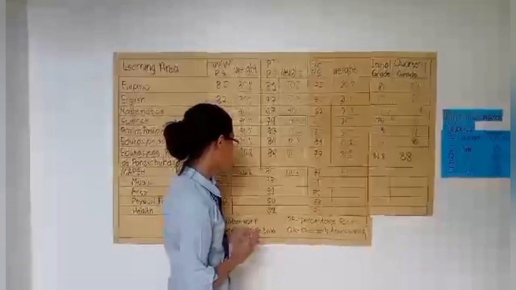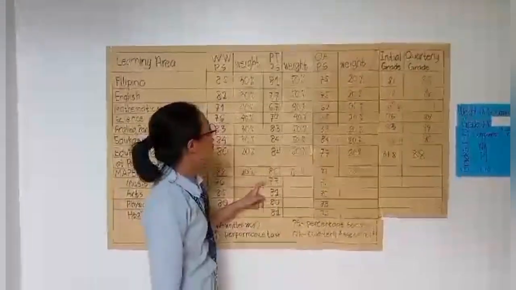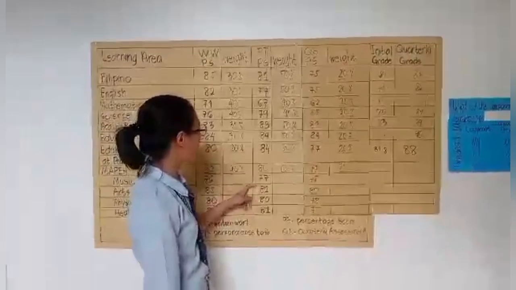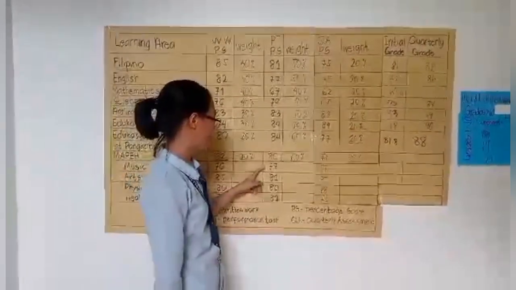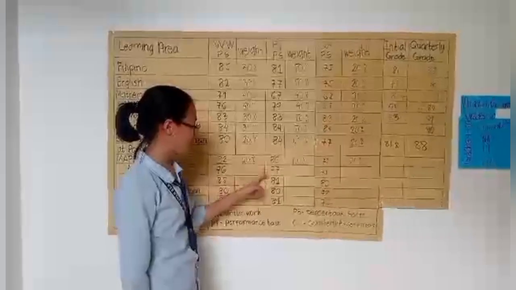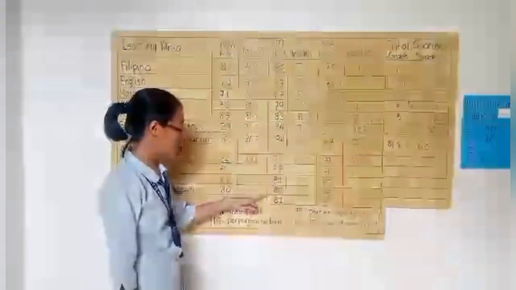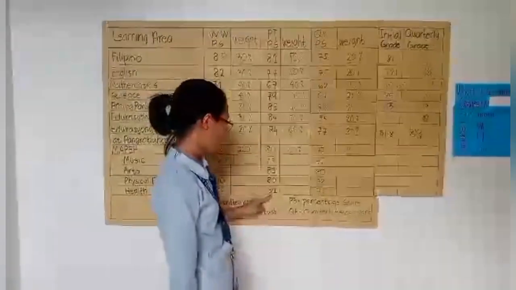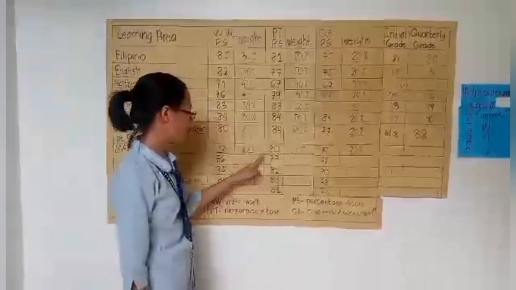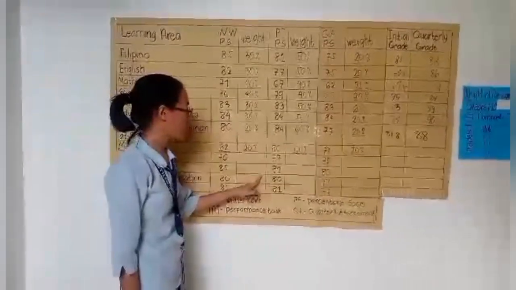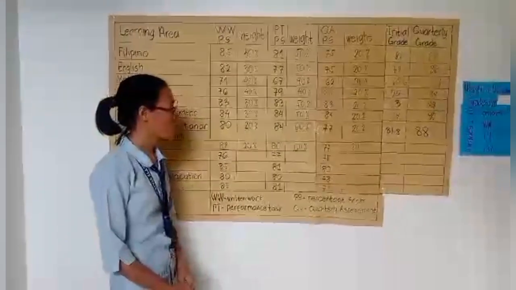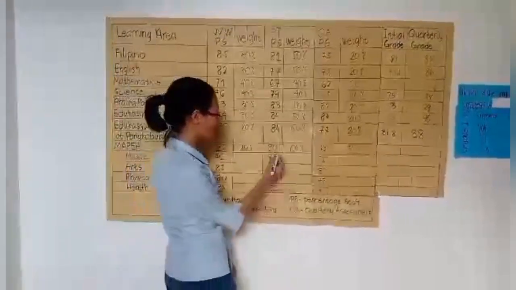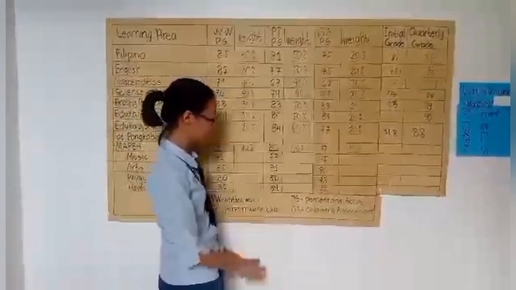And then the same process for performance task to get the percentage score: we have to add its four given areas. 77 plus 81 plus 80 plus 81 equals 319. Divided by 4 equals 79.75. So we will round it up so it will become 80.